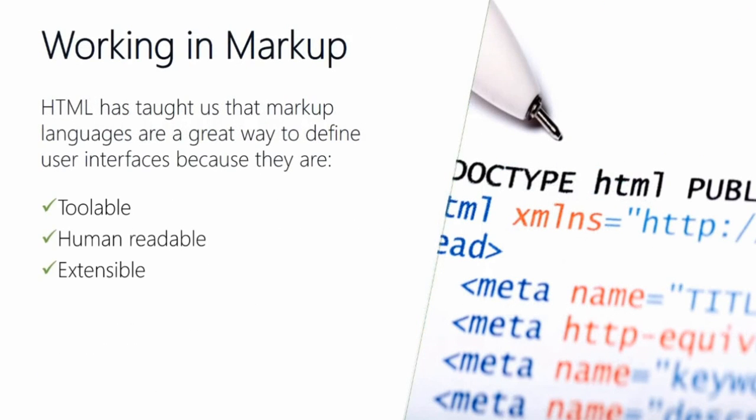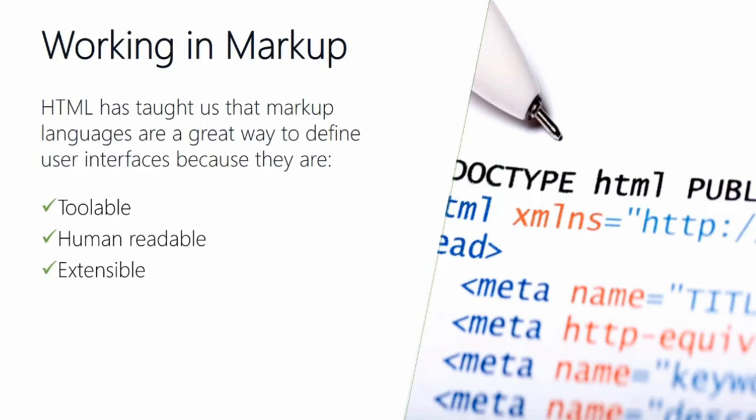Today we're going to be talking about XAML. XAML is a markup language that was created by Microsoft to describe user interfaces in WPF. And during this, we learned that markup languages are really great for describing user interfaces because of three basic things.